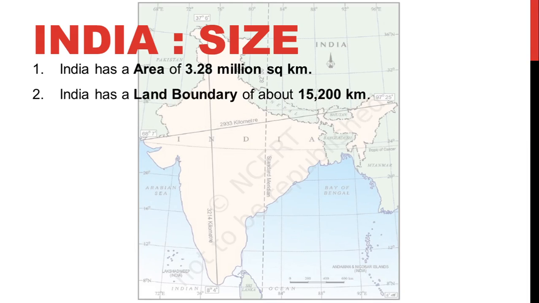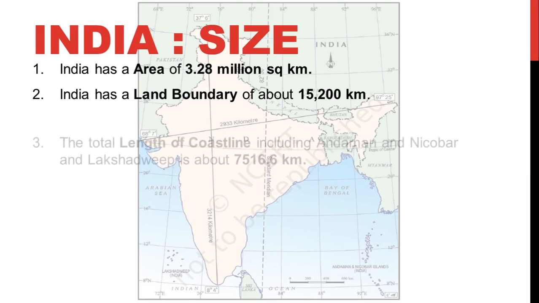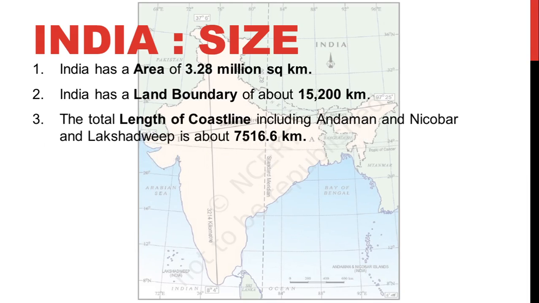India has a land boundary of about 15,200 km. The total length of coastline, including Andaman Nicobar and Lakshadweep, is about 7,516.6 km.